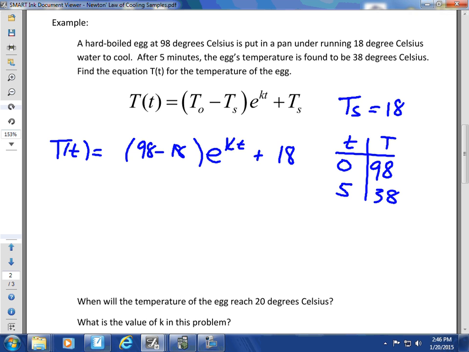Another 18 goes here. So this 98 minus 18, let me simplify that. We're going to call that 80. And T as a function of t, the temperature is dependent on time. I'm just going to call that capital T for that. I need k. If I look at this thing, how many variables are in this equation? Capital T, little t, and k. So if I want to solve for k, I need to get rid of two variables. How can I accomplish that?